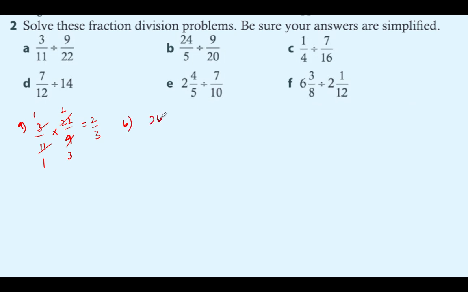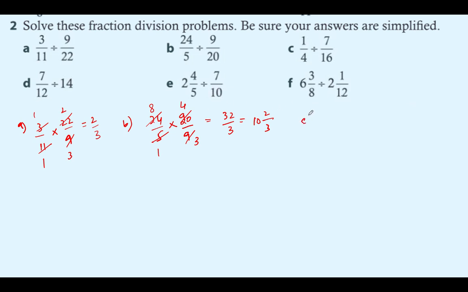For part B, it's 24 over 5. Division will turn into multiplication, and this 9 over 20 will become 20 over 9. And now we need to simplify. 5 ones are 5, 5 fours are 20, 3 threes are 9, and 3 eights are 24. So this becomes 32 over 3, and we can write it as a mixed fraction. So 3 times 10 is 30, and 2 is the remainder.